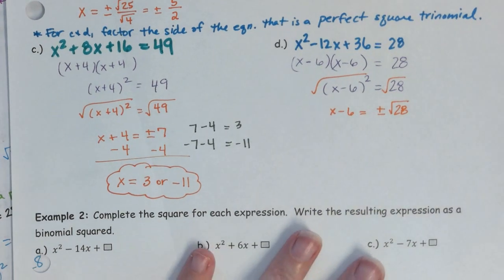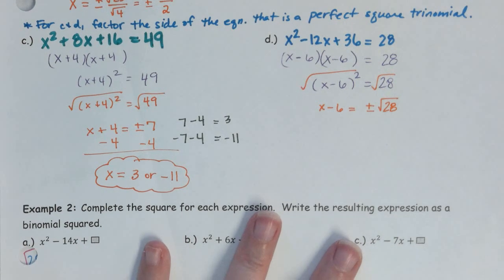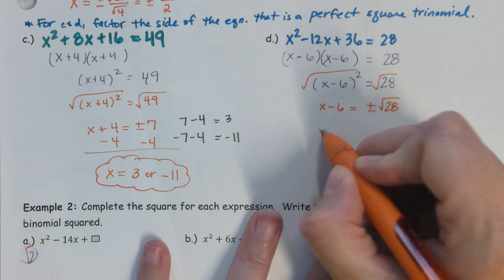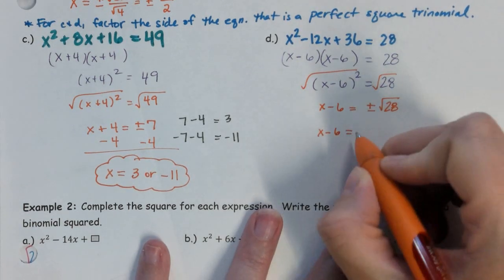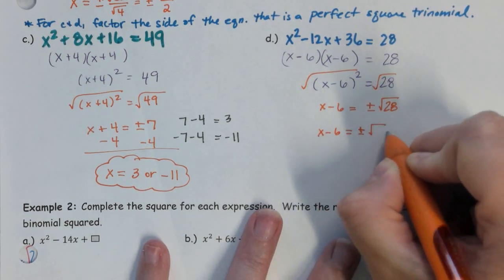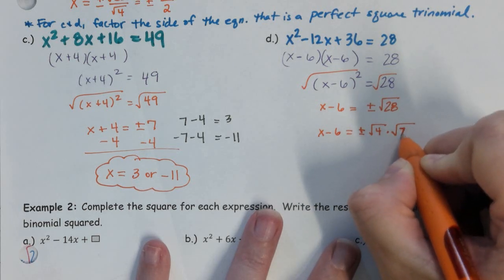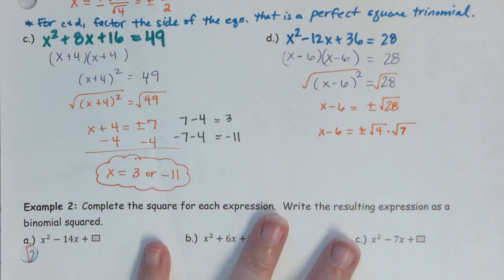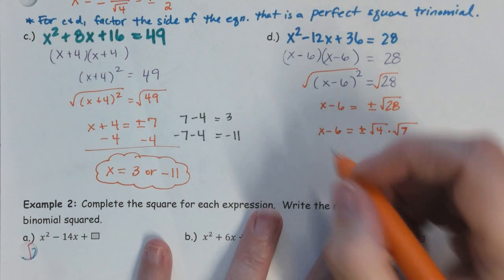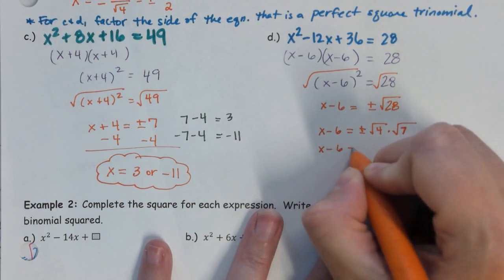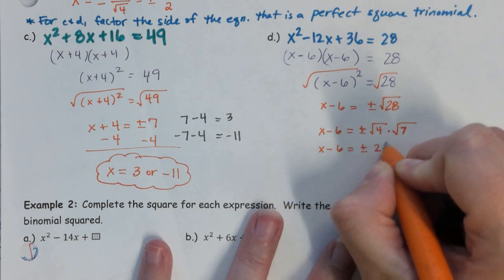So you can think of this a couple of different ways. You can think of it as, what's the biggest perfect square that goes into 28? Or you can do the factoring. What is the biggest perfect square that goes into 28? 4. So I can rewrite this as the square root of 4 times the square root of 7. I will always write the perfect square first because I know that's the one I'm simplifying. So this will be plus or minus 2 root 7.